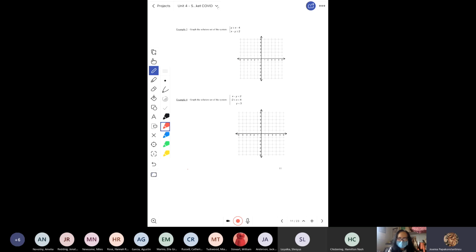Yes, ma'am. Yeah, but I mean, it needs to look like a line, right? Because it's a bound. Yeah, absolutely.